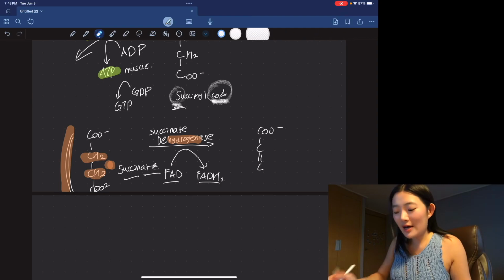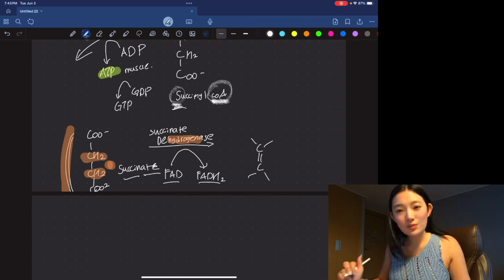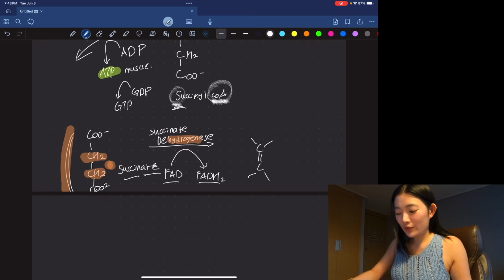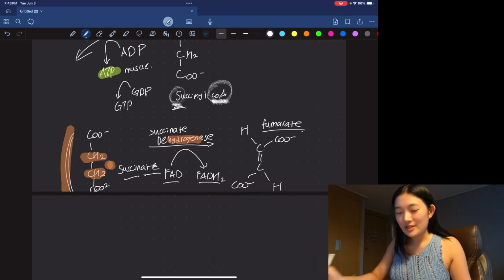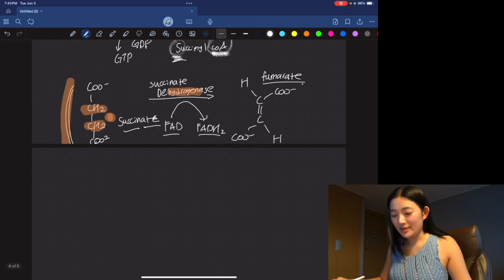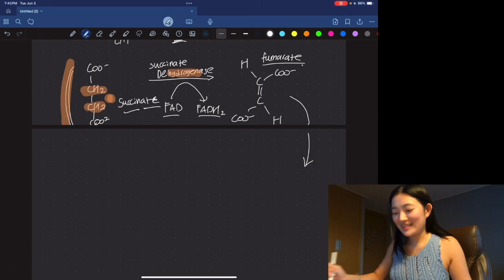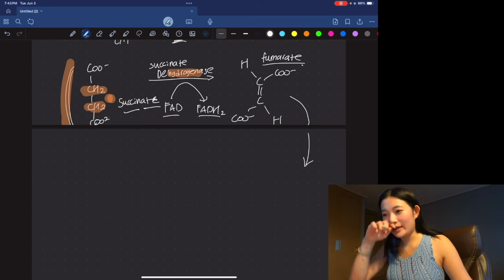So we're still going to have our very symmetrical molecule. Because we have a double bond in the middle, we're going to have a molecule that looks like this. And this is called fumarate. Can you tell that I have less affinity for fumarate than succinate? Me being like succinate is so sexy, and then I'm calling fumarate this thing.